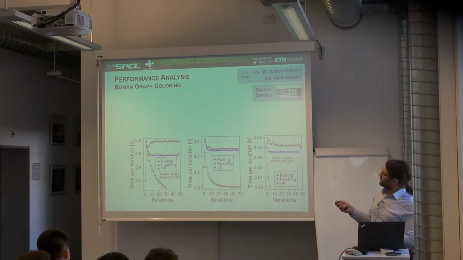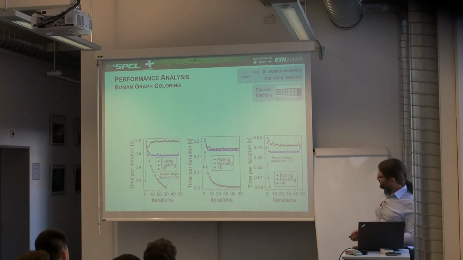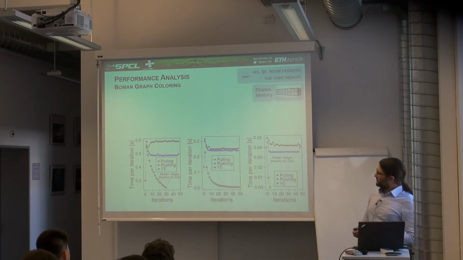So we consider graph coloring. We do it for a couple of SNAP graphs using shared memory on the Cray XC30 system. And here in each of these three plots on the x-axis, we can see the iteration count, so this is an iteration-based algorithm. On the y-axis, in each of these plots, we can see time per iteration.